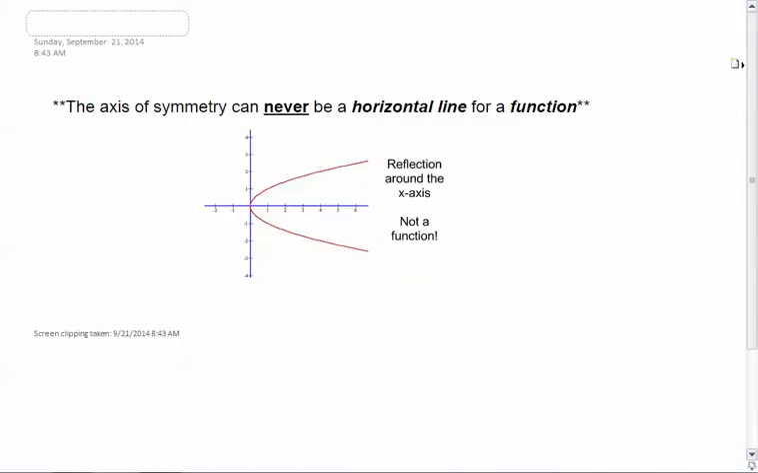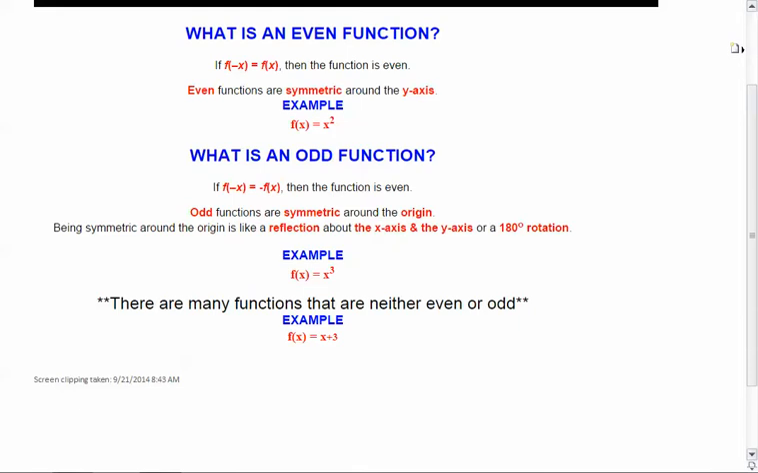Why is that important? Well, first of all, you should know that you can never be symmetric around a horizontal line, like the x-axis, because if you were, then that's not going to be a function. If it is like that, then it's definitely not a function because it's a horizontal line. And last but not least, some classifications here, one of them that we call an even function versus an odd function. Just be aware that even functions are always symmetric around the y-axis.